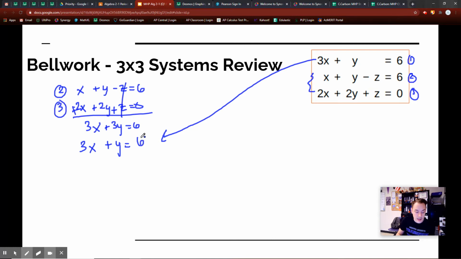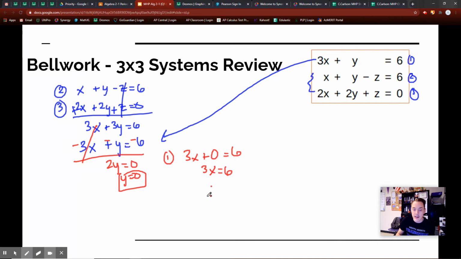Does it matter which one? It doesn't seem like it matters. Let's multiply this one by a negative so the x's go away, and I'm left with 2y equals 0. That means y equals 0. So we got y. Now let's plug 0 in for y in the first equation. So that means I have 3x equals 6, and so x equals 2.